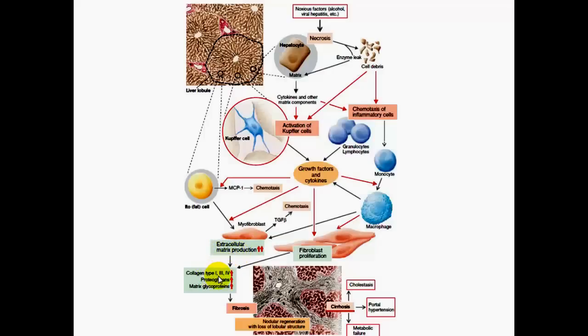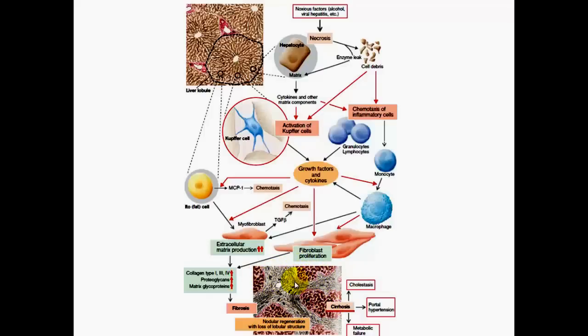You have more type 1, 3, and 4 collagen. You have more proteoglycans. You have more matrix glycoproteins. All these things will lead to fibrosis, and this fibrosis is going to be a bridging type of fibrosis, which will lead to formation of these nodules, which is going to cause disruption of the architecture.